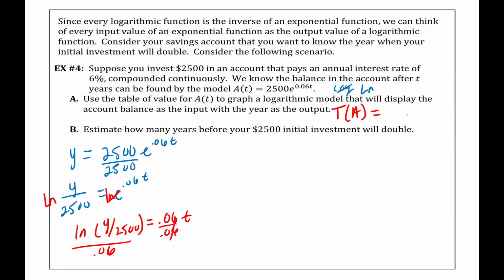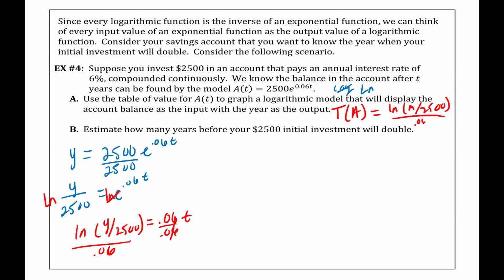Our equation is going to be the natural log of our amount, our A, over 2,500, divided by 0.06. If you don't want to write it as divided by 0.06, you could also write it as a fraction in the front. It's an A, your amount.